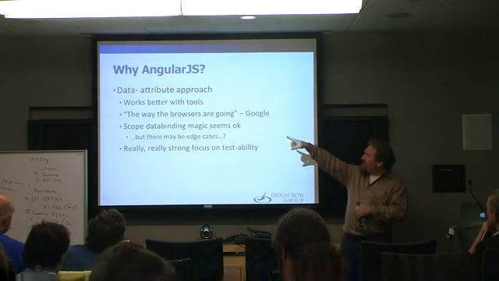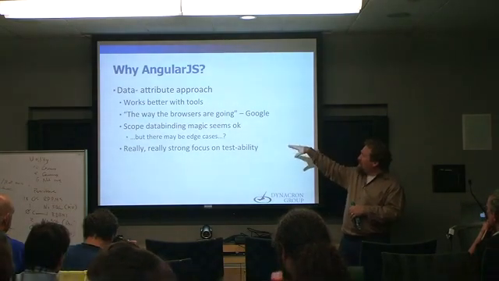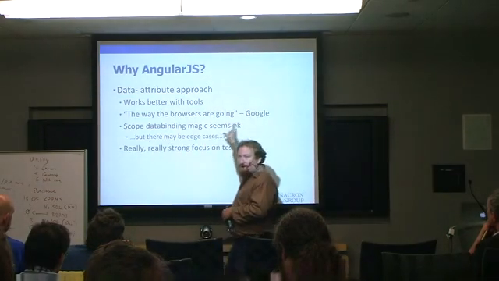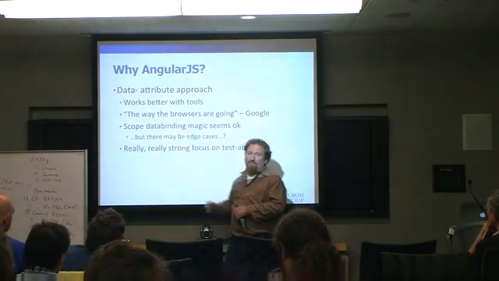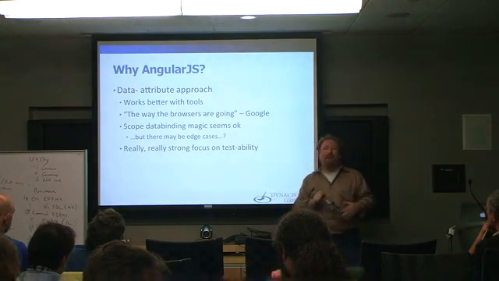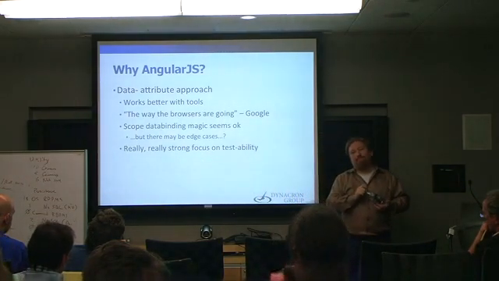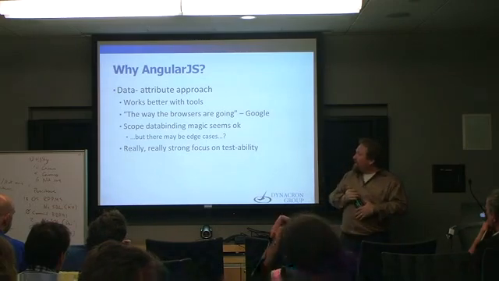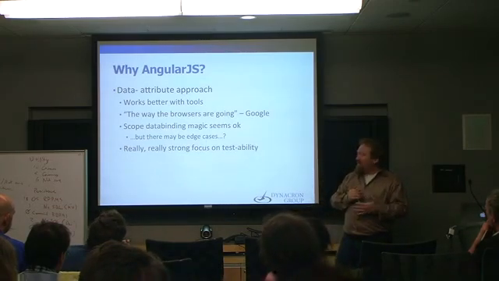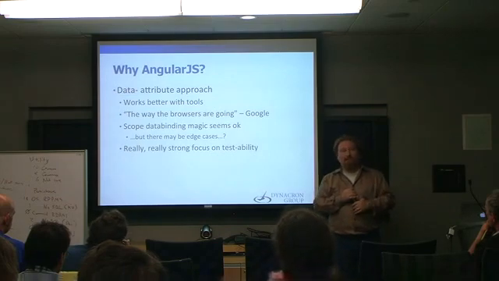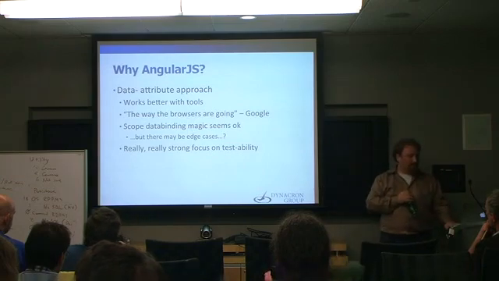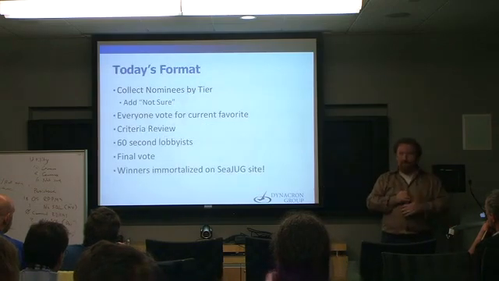A couple things. One is the data attribute, I think, works nicer with tools. This is one that really struck me. Google sponsors Angular, and Google says that this is the stuff they're going to be building into their browser itself. So I thought that was pretty interesting. And the data binding stuff that it did seems cool, and the testability I love. You pull down Angular and you're already talking about unit testing your JavaScript. Okay. That's my blitz through it.